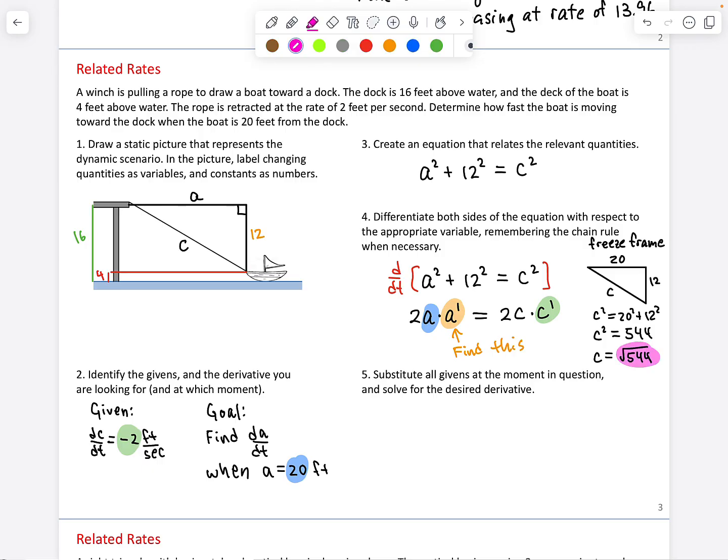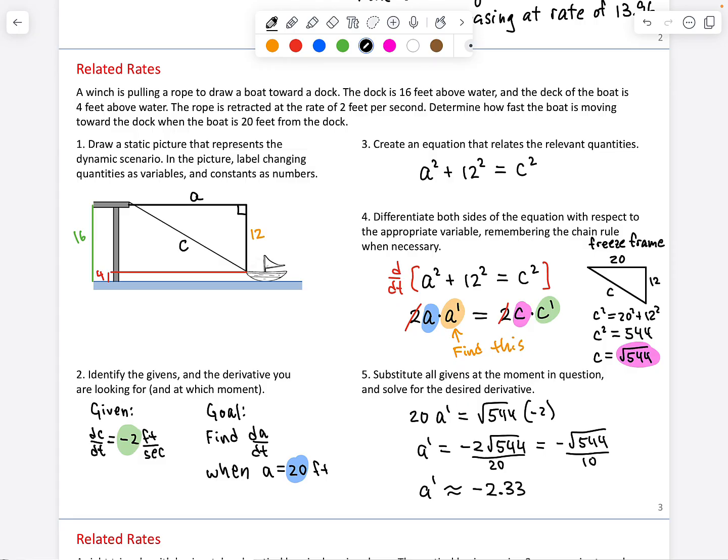This gives me the final piece of the puzzle. I can substitute this value in for c for this moment in time. Notice I can also divide both sides by 2, so these 2's will cancel. So substituting in the blue value, we have 20 times a prime is equal to the pink value, square root of 544, times the green value, negative 2. Therefore, a prime is negative 2 square roots of 544 divided by 20. I can simplify this a little bit. Negative square root of 544 over 10, which is about negative 2.33.